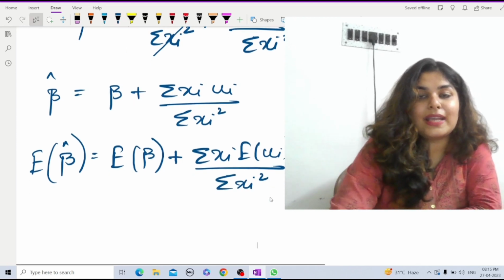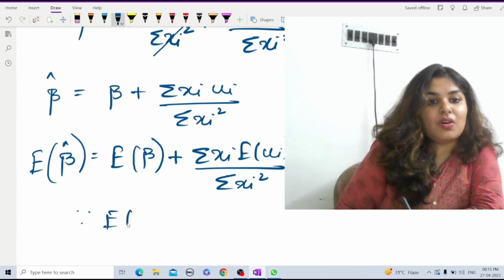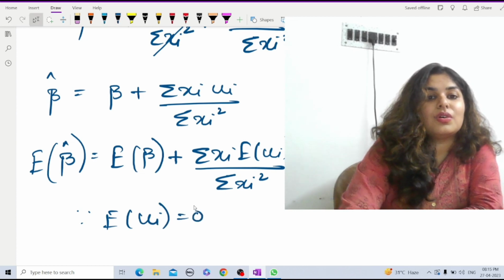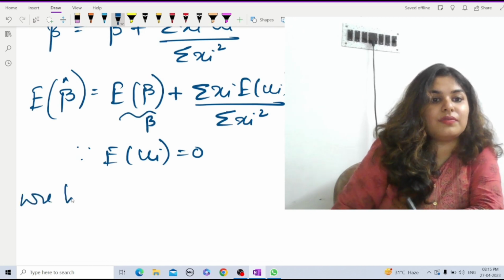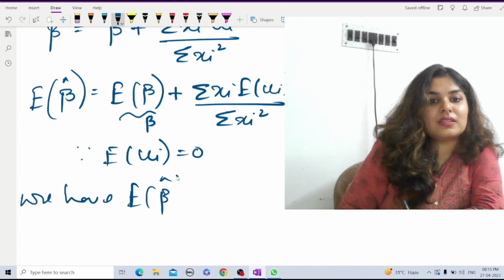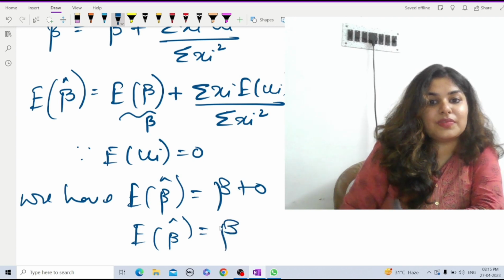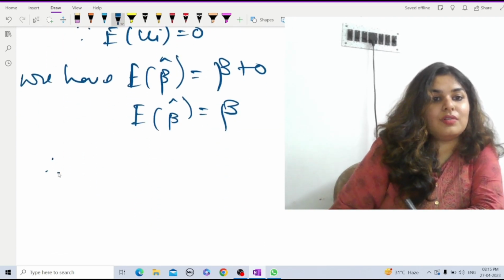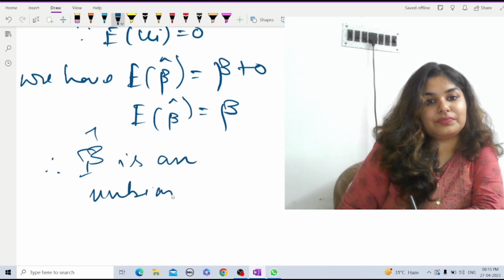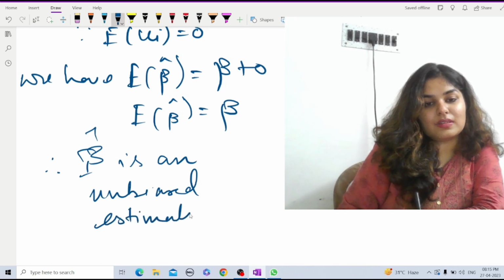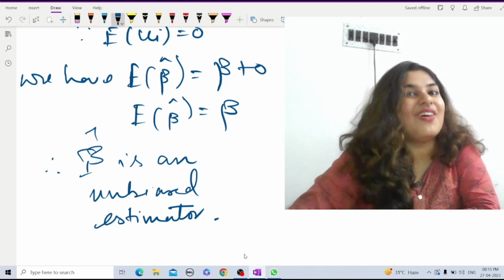Now we know that the expected value, that is the mean of the disturbance term ui when it is autocorrelated, is 0. So since E of ui is equal to 0, and this beta is constant, we have E of beta hat is equal to beta plus 0. So E of beta hat is equal to beta. That means, therefore, beta hat is an unbiased estimator, even when u is autocorrelated. So that's it for our autoregression derivations.